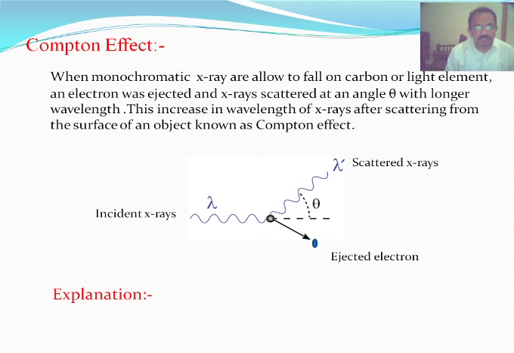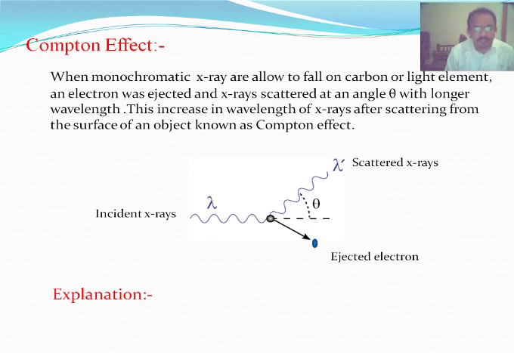This increase in the wavelength of X-rays after scattering from the surface of an object is known as the Compton effect. Now this effect was given by a scientist, Arthur Compton. He performed the experiment with monochromatic X-rays. Monochromatic X-rays mean the X-rays have the same wavelength.